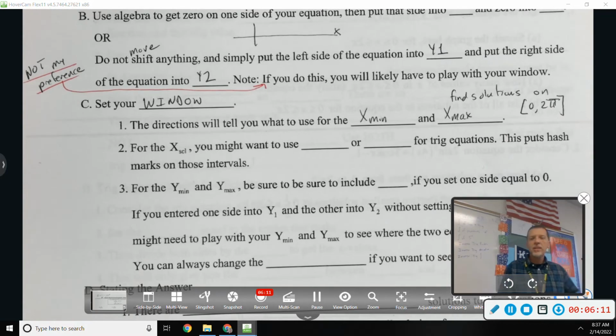And so that means x min should be 0 and x max should be 2 pi. So it's not going to spell out what x min and x max are, but it's going to give you a, I shouldn't say range because that's y, but a span of x values to look through. And so that span is x min and x max.